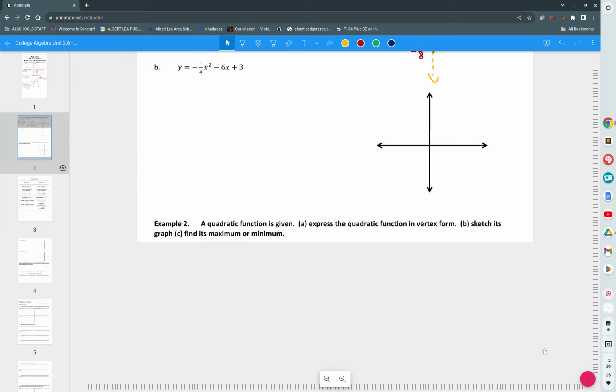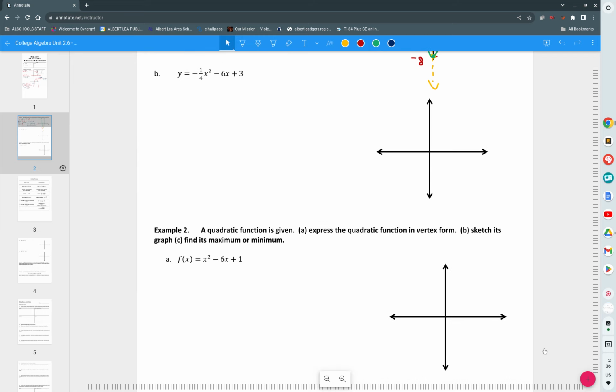So let's try one that's a little bit more challenging. We'll do this one. I do the same things. I do direction. I do vertex. I do axis of symmetry. I do the y-intercept. And I do the x-intercept. Okay? That's what I've got. So I did the first one. You guys help me out with the second one.